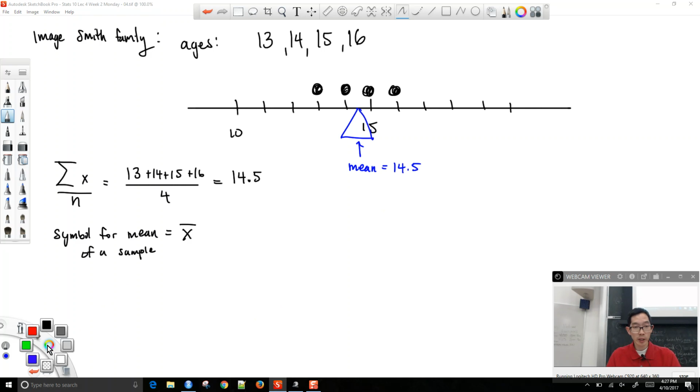And so comparing the Smith family to the Johnson family, we can see that in the Smith family, using a mean of 14.5, saying the average age of the children in the Smith family is 14 and a half seems adequate. That seems like a reasonable thing to say.